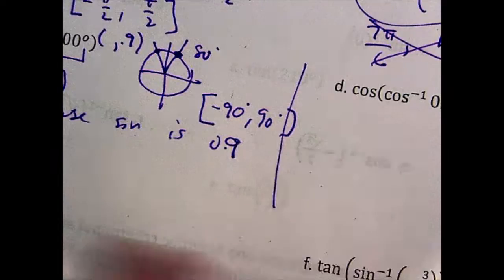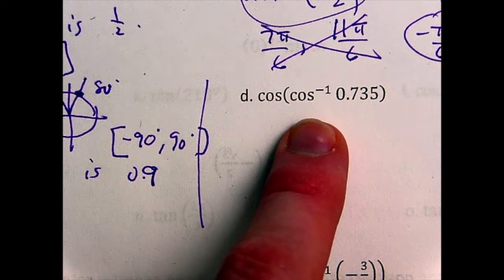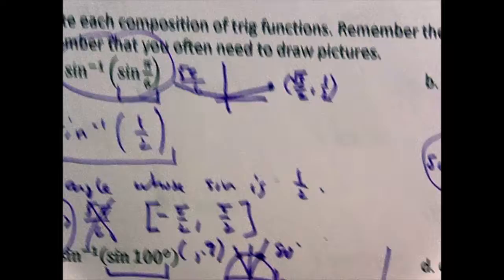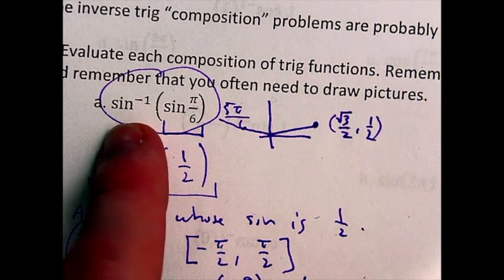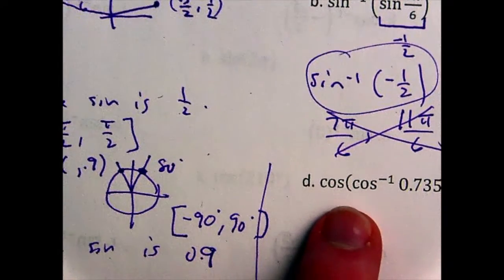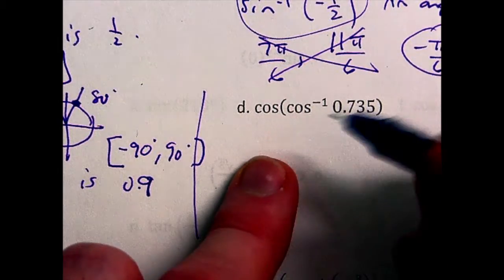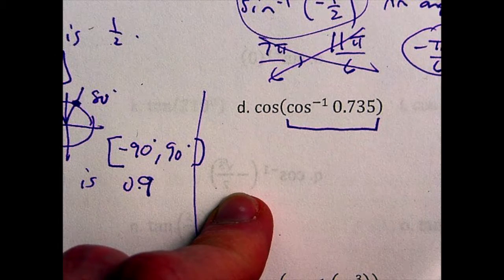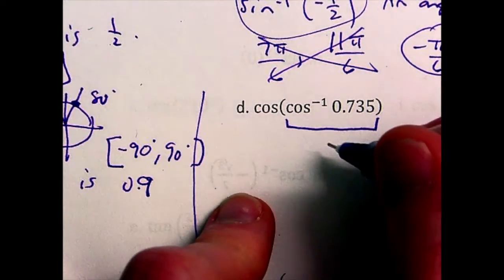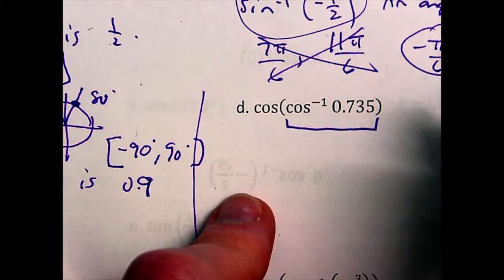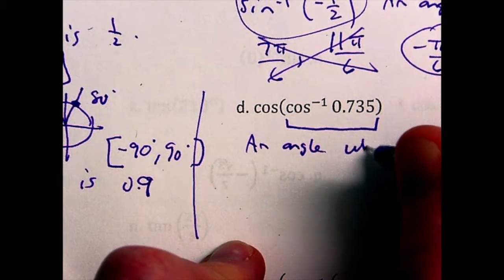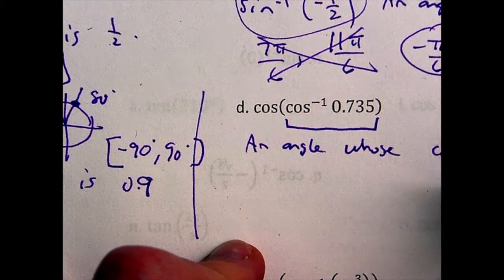Okay, moving on, let's have a look at D. So here, if you look, the composition is a bit reversed. In the first three problems, the inverse function was on the outside, inverse function on the outside, inverse function on the outside, but here the inverse function is on the inside. As always, I recommend that you think about what's on the inside of the expression first. So inverse cosine of 0.735, well, what is that? Well, since this is an inverse trig function, that's an angle. This thing that I've underlined is an angle whose cosine is 0.735.